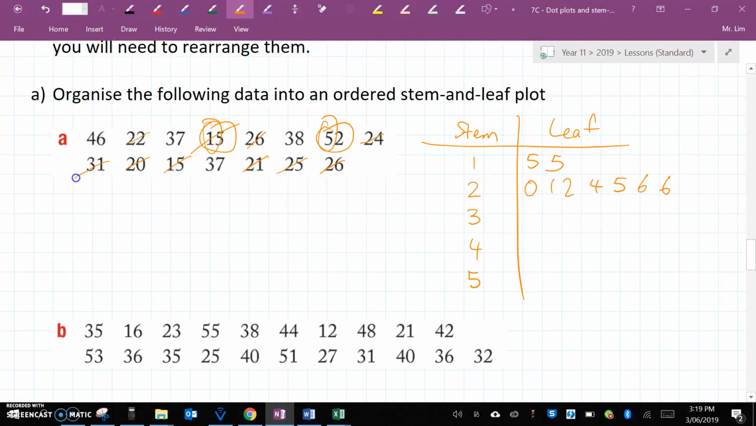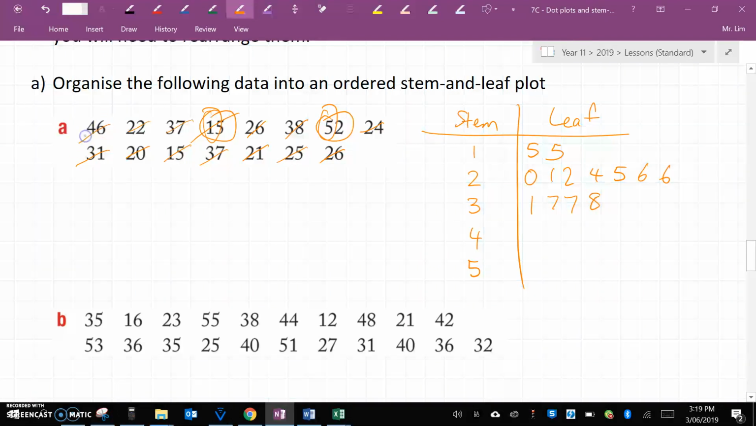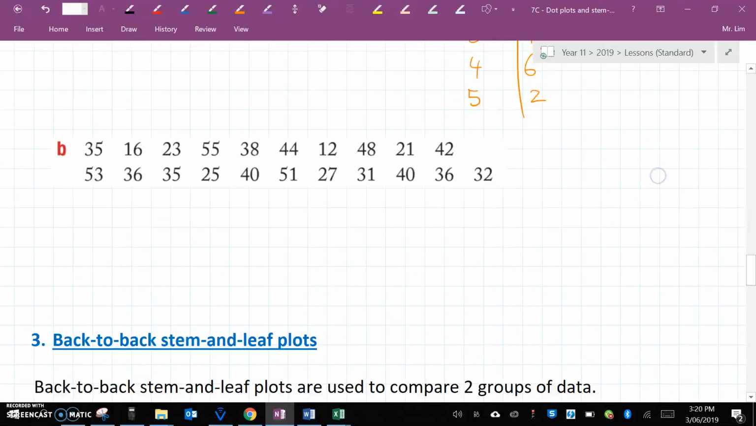The next smallest is 31. And then we have 2 37s. And then a 38. We then have a 46. And the last one, 52. Have a go with B yourselves.